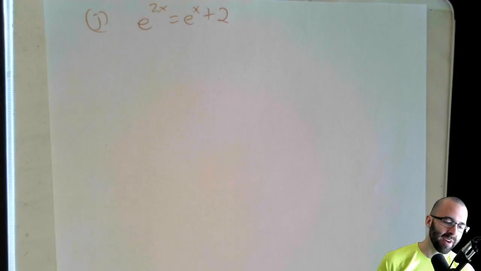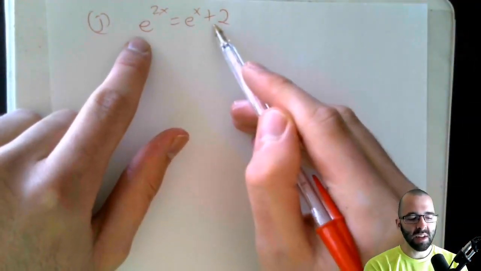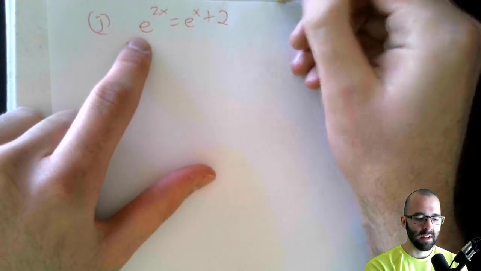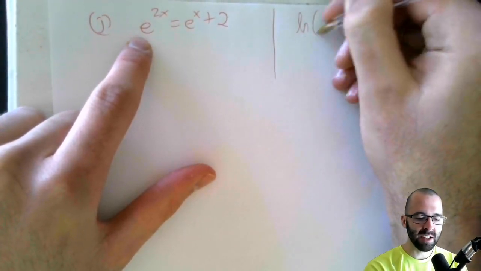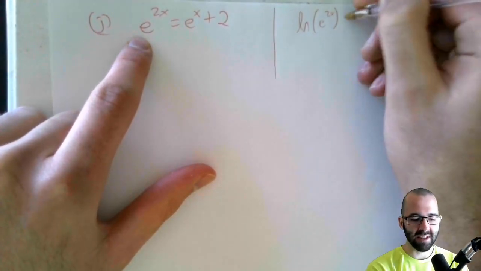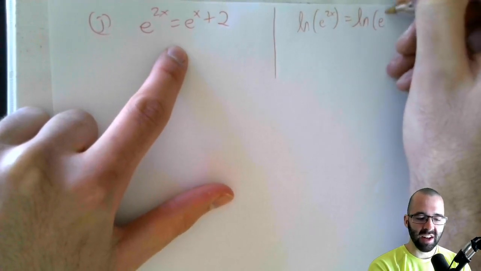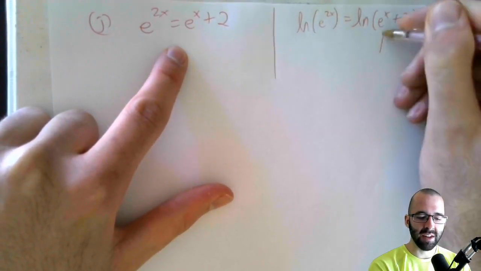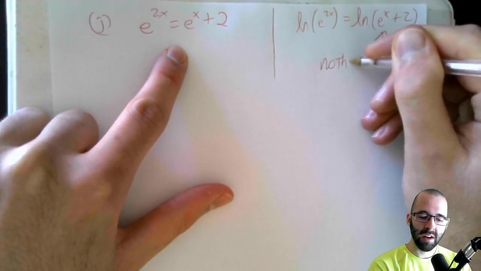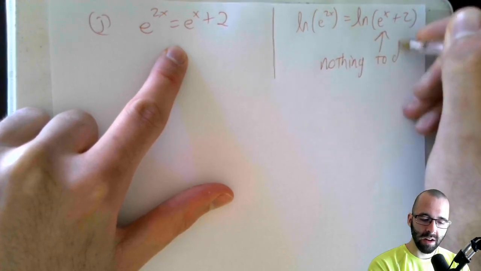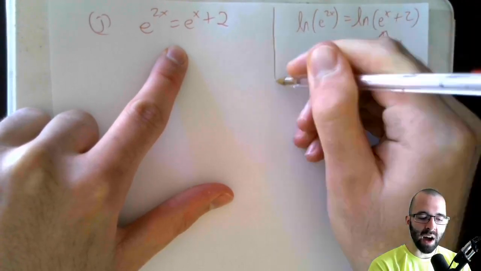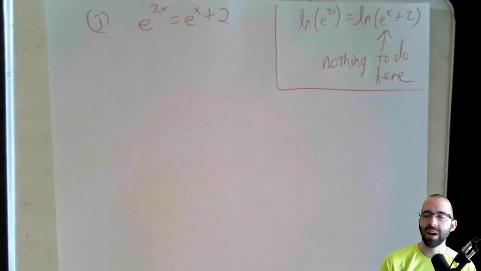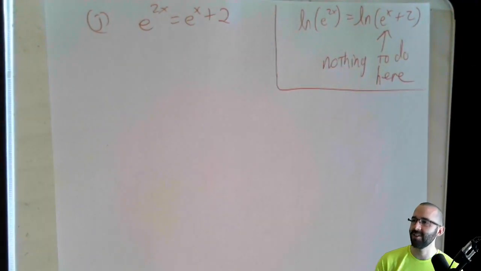This one's very similar, right? We can't just natural log both sides. Because if we tried to natural log both sides, we get the natural log of e to the 2x. Oh, that's nice. We'd also get the natural log of e to the x plus 2. And there's nothing we can do with this. So that's why we have to use a substitution. This is going to be a quadratic. This is going to be factoring.